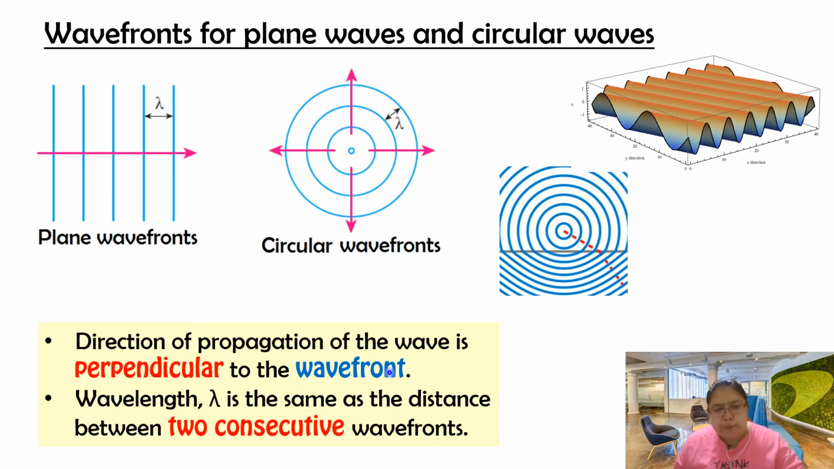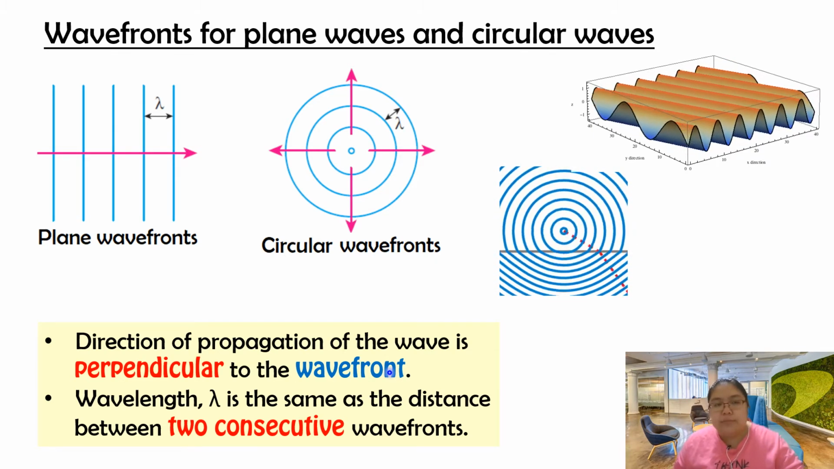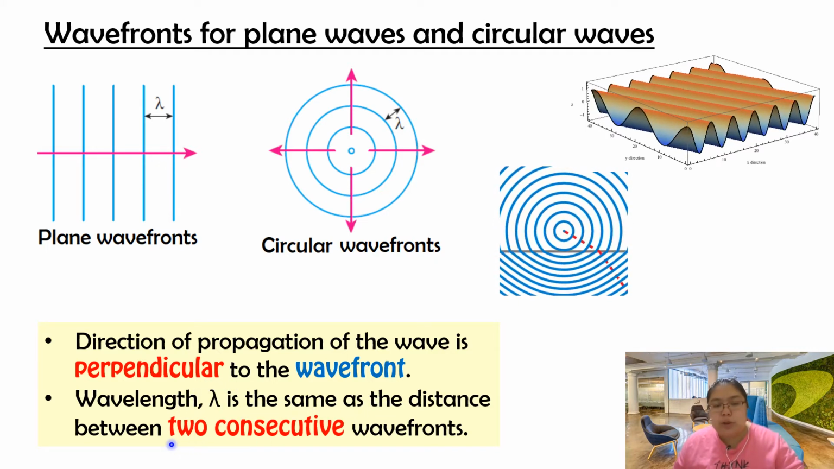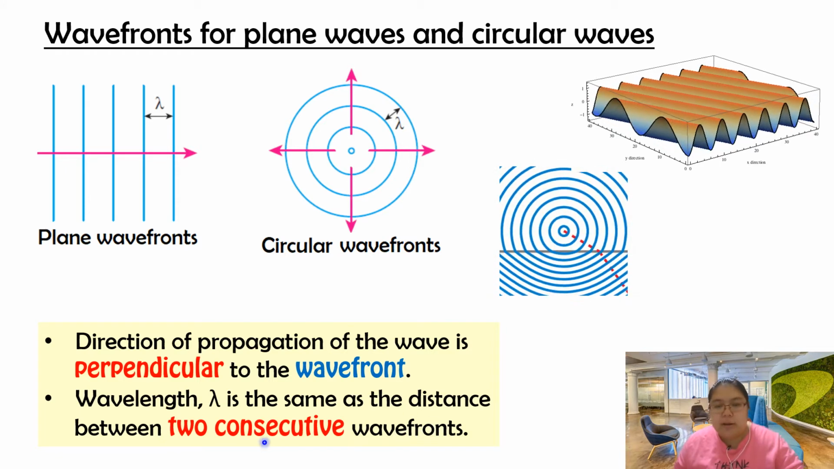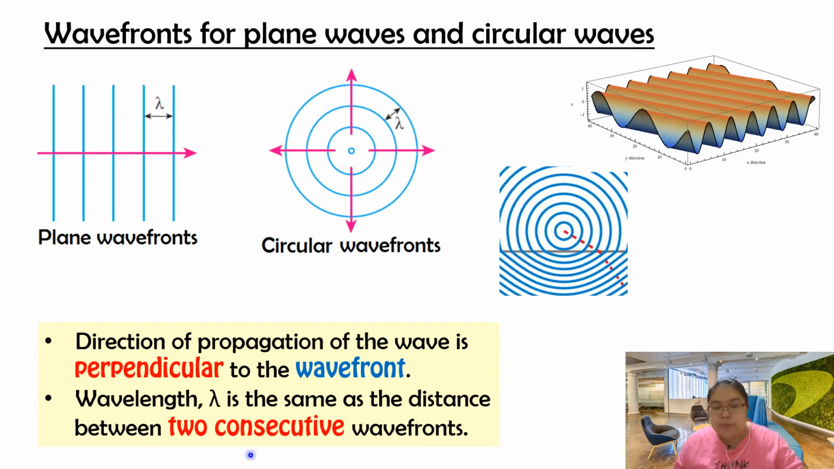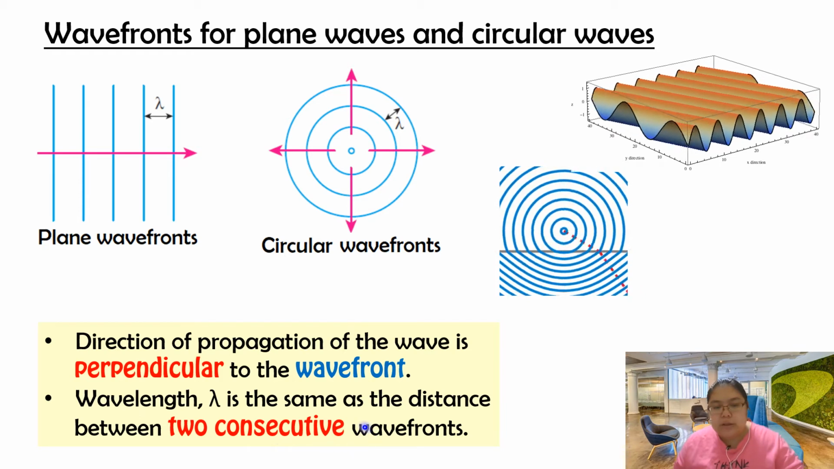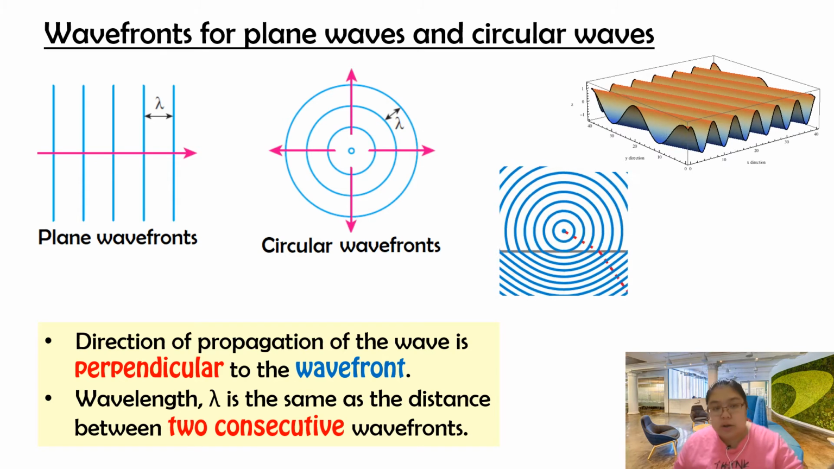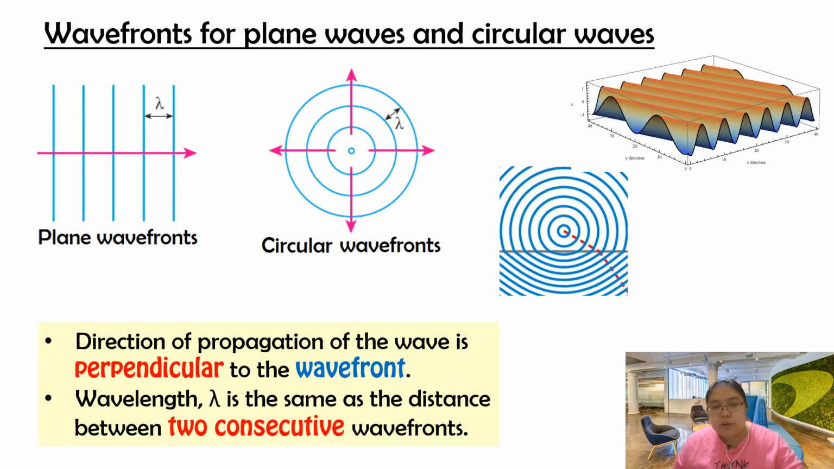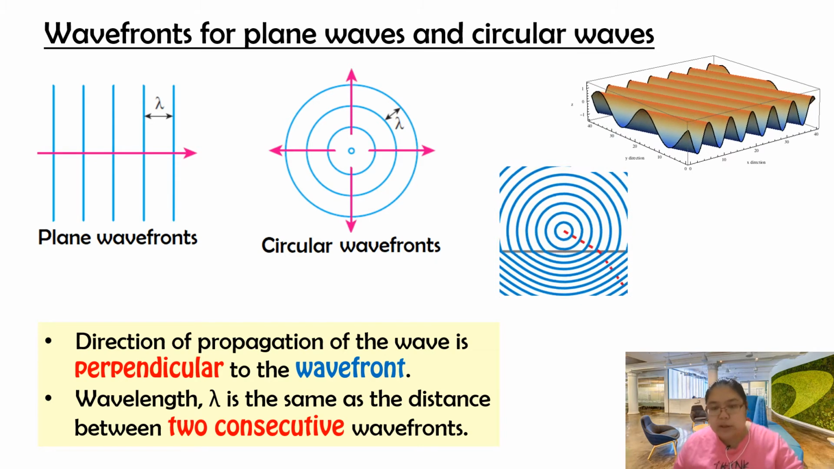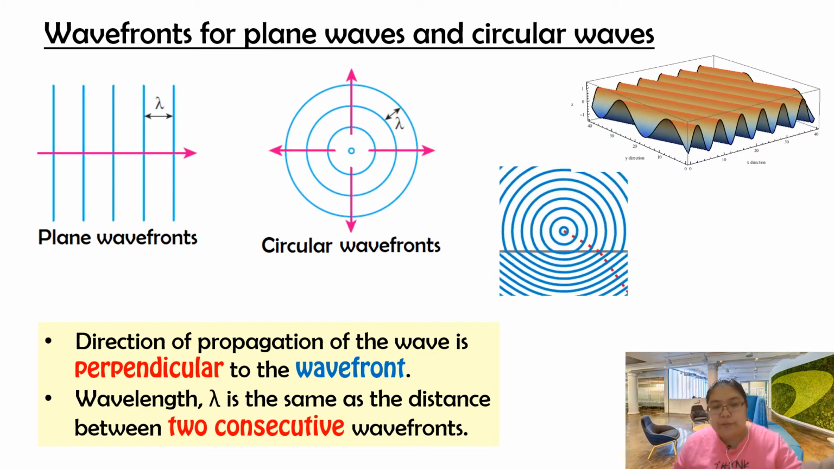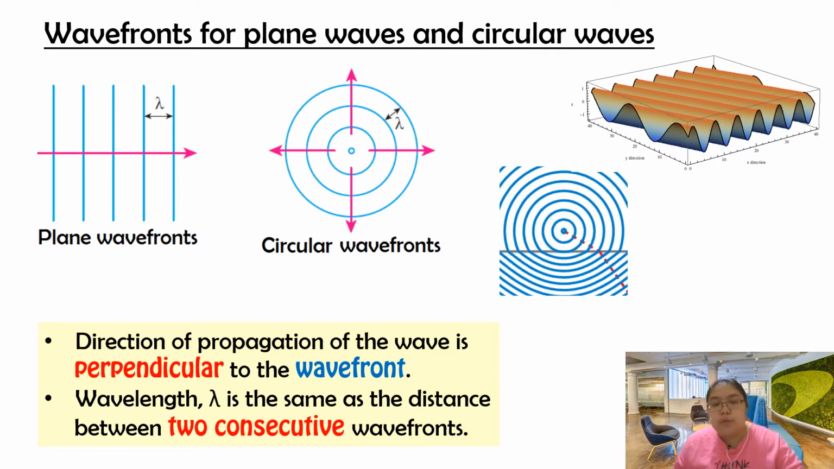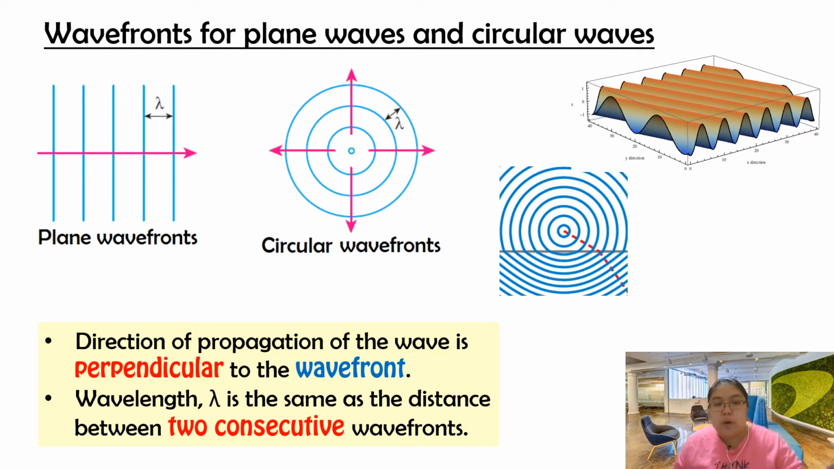Number 2, wavelength. Remember wavelength, lambda? It is the same as the distance between two consecutive wavefronts. Two consecutive is very important. Two consecutive means the first crest, then the second crest. If you go from the first crest to the third crest, that is not consecutive. So wavelength must be counted from the first to the nearest second one. That is two consecutive, and this we call the wavelength.